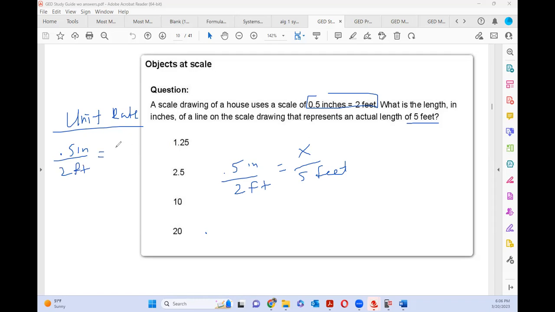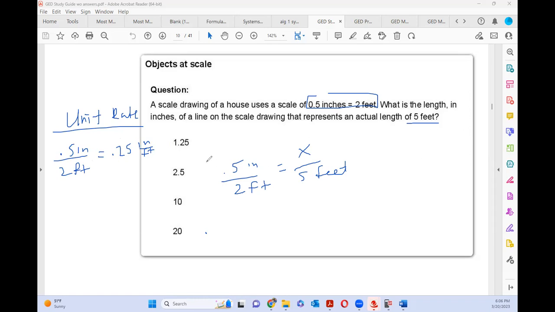0.5 divided by 2. That's 0.25. 0.25 inches for every foot. So listen, I kept my measurements, my inches at the top, my feet at the bottom. So my unit rate is 0.25 inches for every foot.